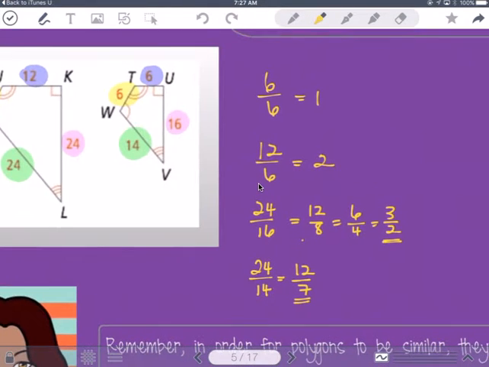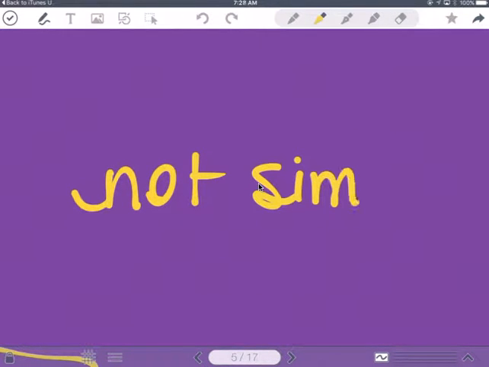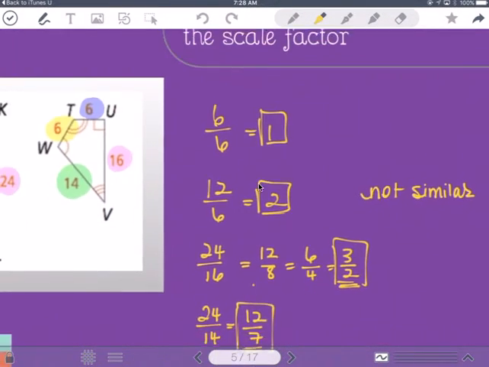So if you look at all of these, you'll notice that none of these ratios are the same. Therefore, these are not similar. So you would write not similar.